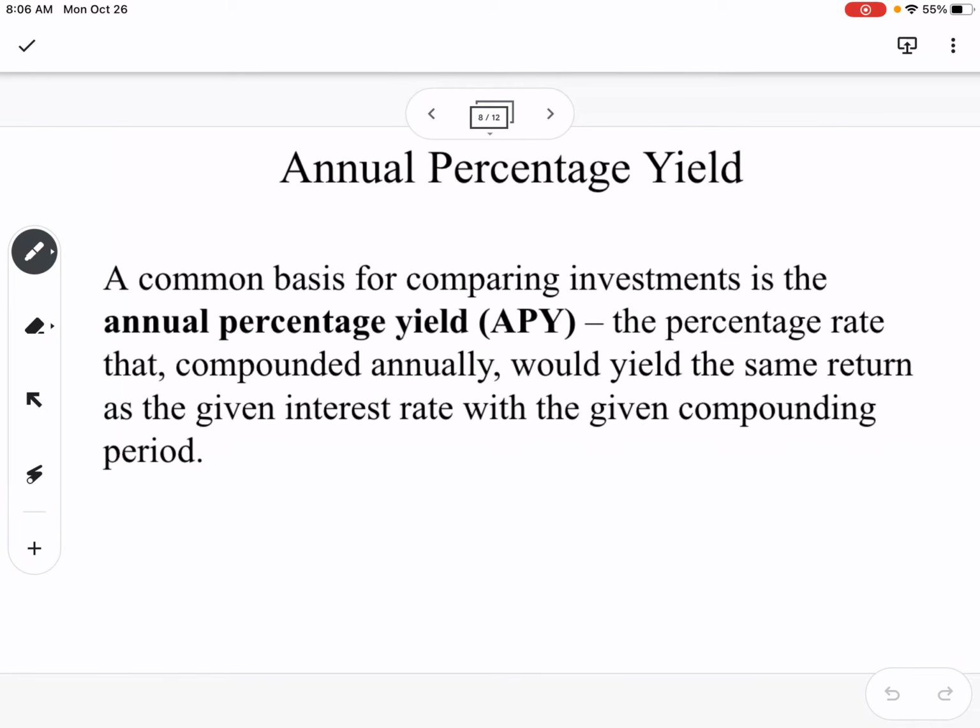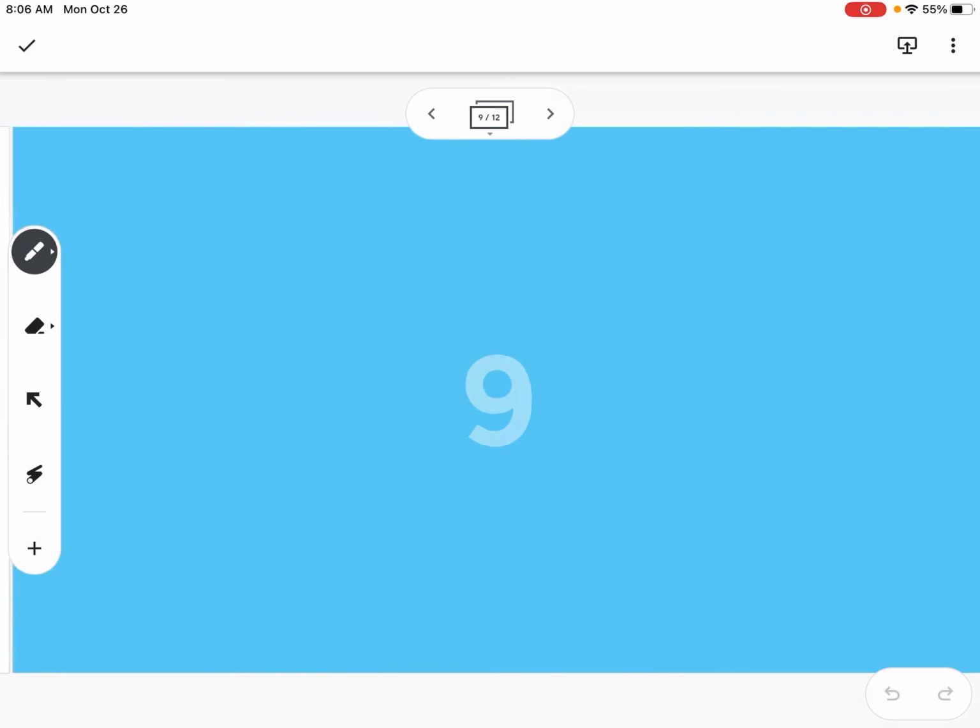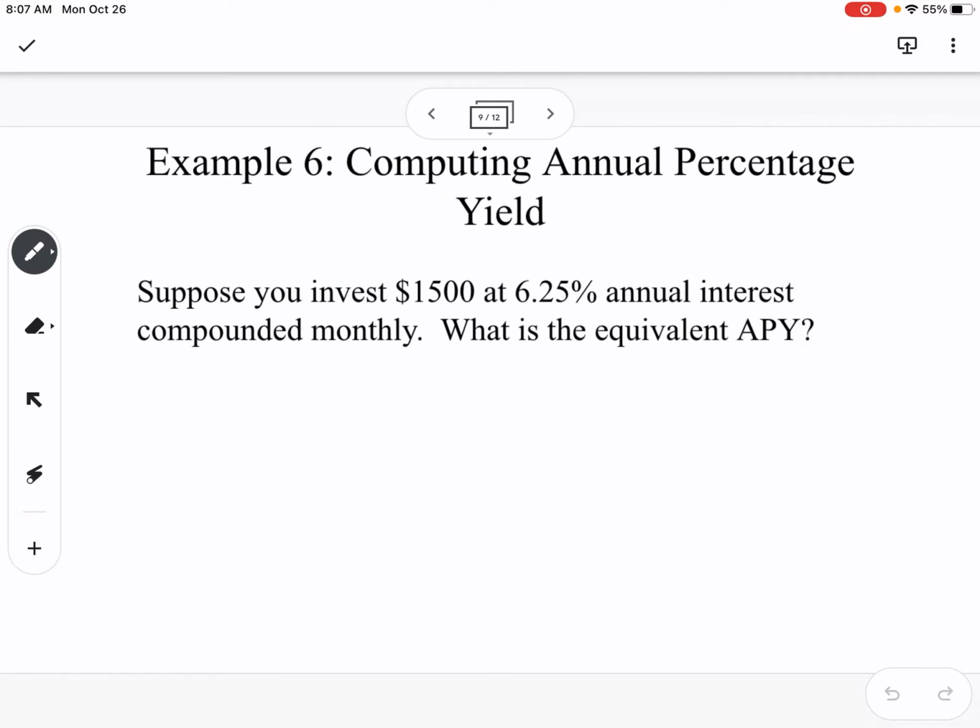So, annual percentage yield. A common basis for comparing investments is the annual percentage yield, the percentage rate that, compounded annually, would yield the same return as the given interest rate with a compounding period. We're going to look at some examples of this. Suppose you invest $1,500 at 6.25% annual interest compounded monthly. What would be the equivalent APY?